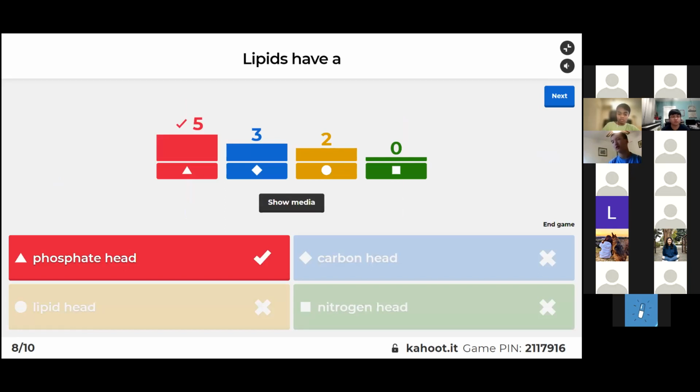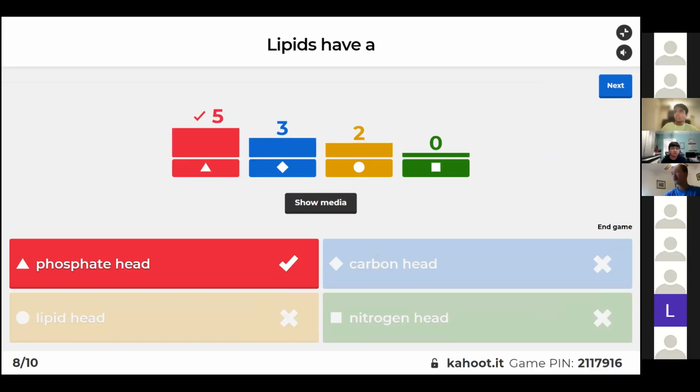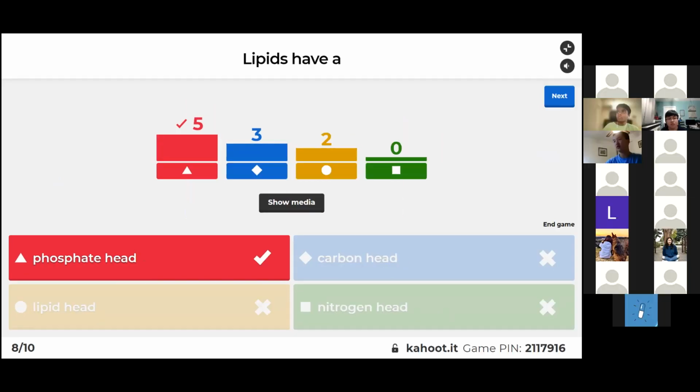Okay, so for this one, I think I could have worded the question a bit more clearly, but I was looking for the phospholipids, and those phospholipids have a phosphate head, and phospholipids are the ones that make up the cell membrane, so the lipid bilayer. So yeah, carbon head, nitrogen head, and lipid head, these are just not phosphate heads.